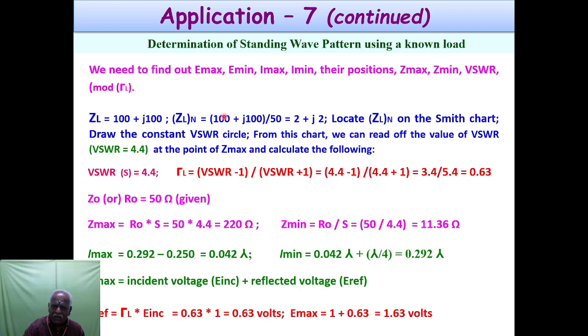We have determined all these quantities: E maximum, E minimum, I maximum, I minimum, Z maximum, Z minimum. If you are able to measure all these six quantities along the transmission line, you can find out the average power flowing through the transmission line. So we are using those formulas here. Z minimum is equal to R0 by S, that is 50 divided by 4.4, which is equal to 11.36.